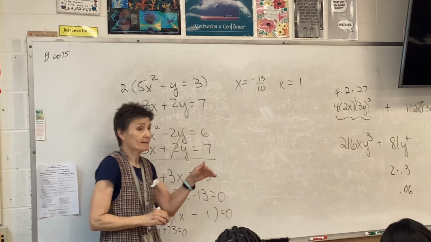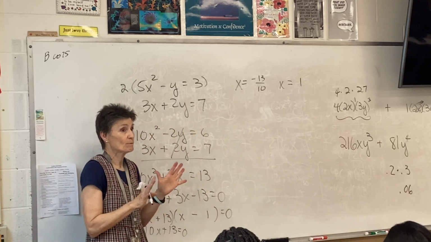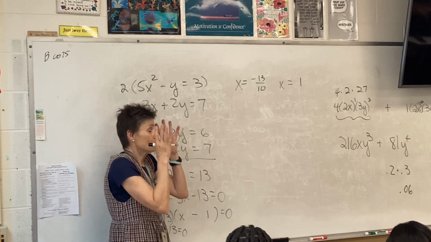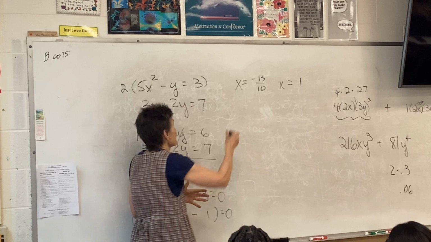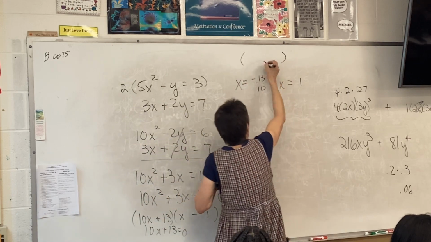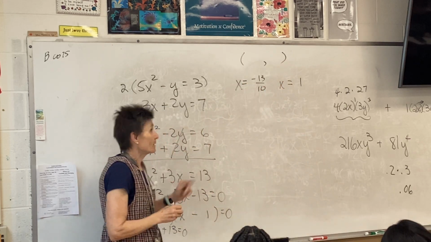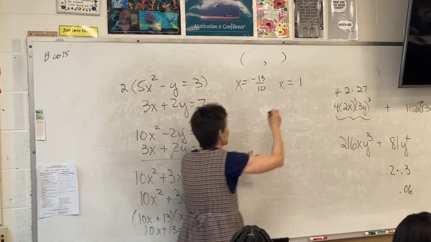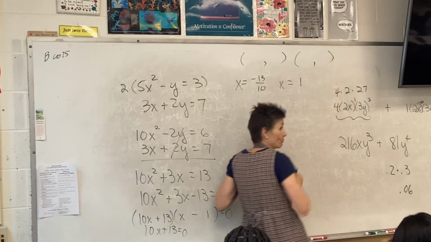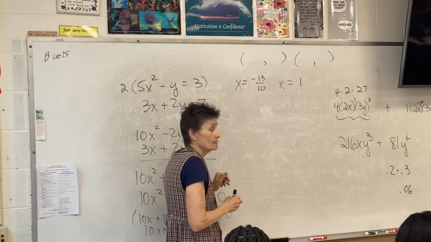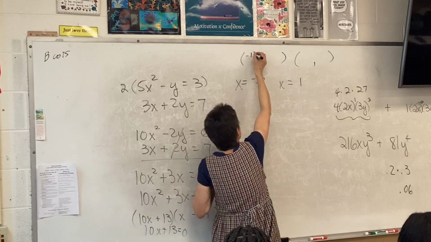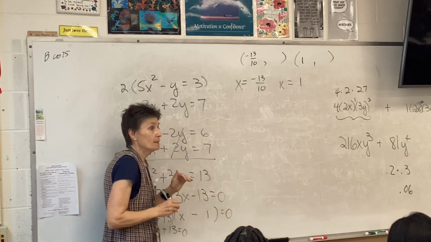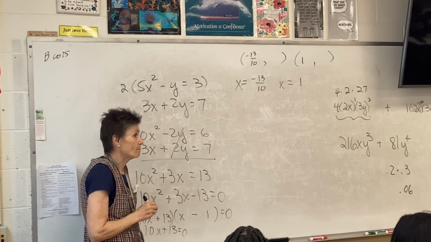Now there was something like this on your homework, and some of you screwed this up, so pay attention. Your answer to these systems of equations is going to be an ordered pair, an x and a y. Because we got 2 x's, we're actually going to get 2 ordered pairs. And the x is negative 13 tenths, or the x is 1. Now, where do the y's come from?